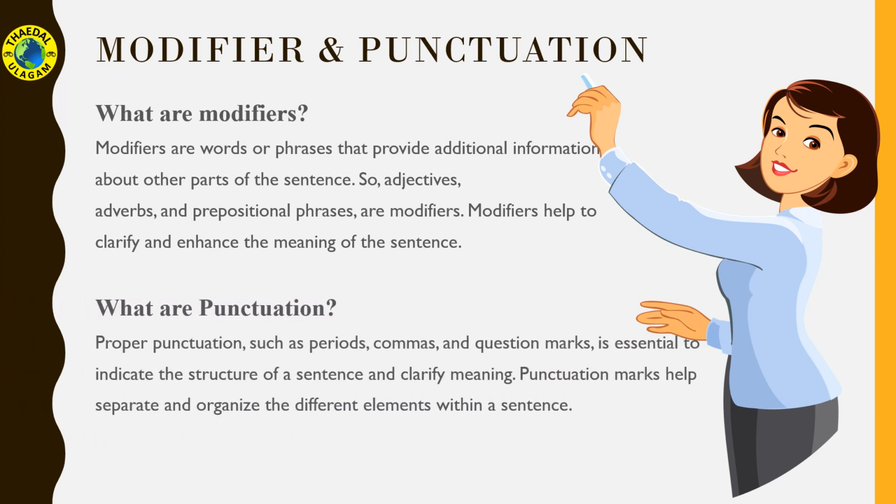What are punctuations? Proper punctuation, such as periods, commas, and question marks, is essential to indicate the structure of a sentence and to clarify meaning. Punctuation marks help to separate and organize the different elements within a sentence. You would have heard about a few punctuations, but there are 26 types. I will give you the entire list.